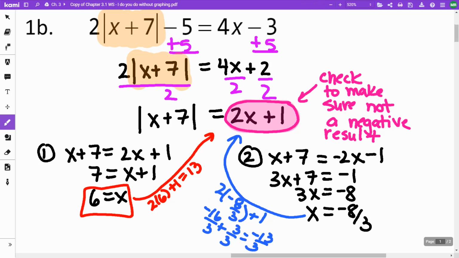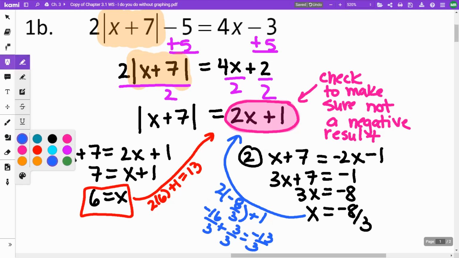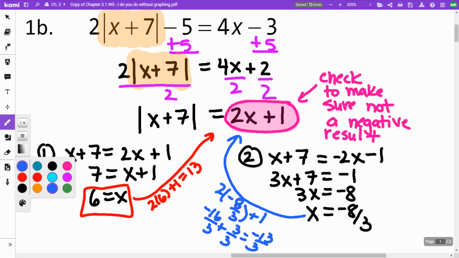So this one here, not an answer. Okay, that one's not going to be an answer. Let me do it like this. That looks like I'm highlighting it. So this one here is not an answer. Okay, that one's not an answer. The only answer is going to be 6. Okay, that is our only answer.